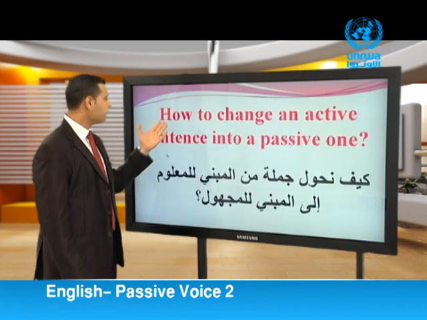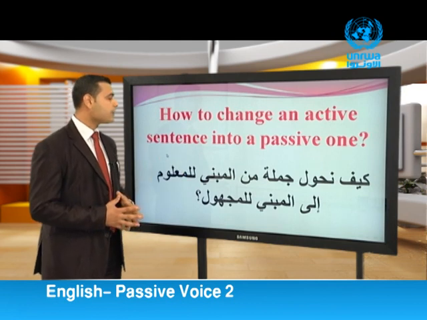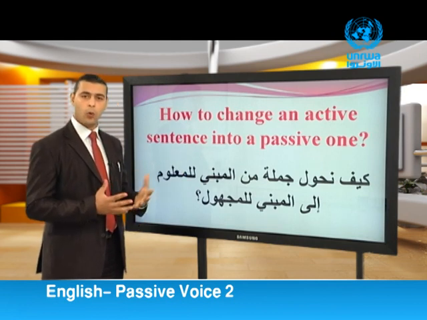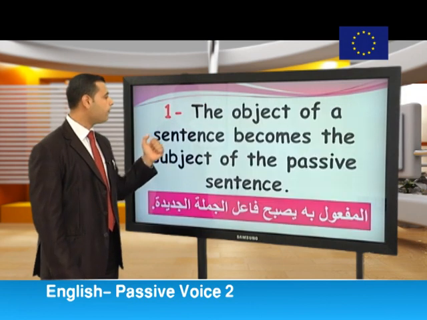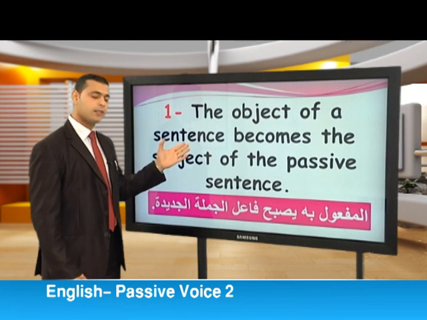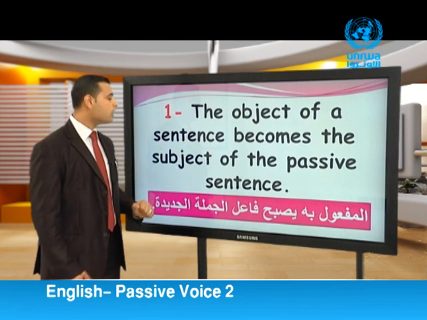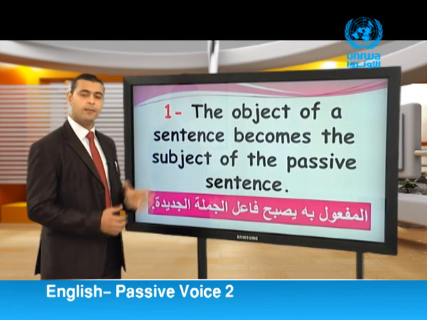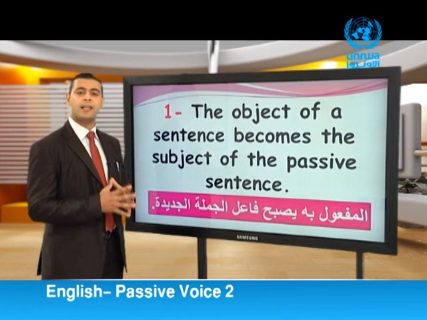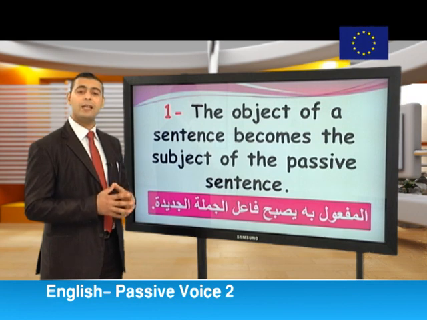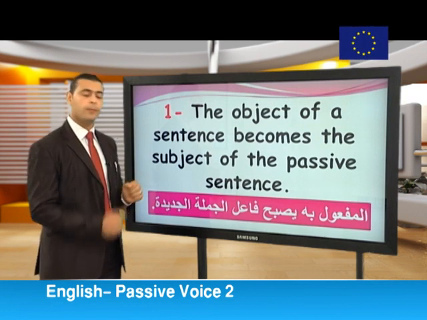Okay, here is how to change an active sentence into a passive one. Here we have the first step: the object of a sentence becomes the subject of the passive sentence.